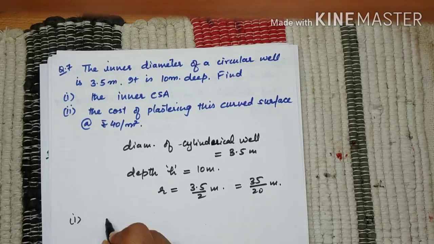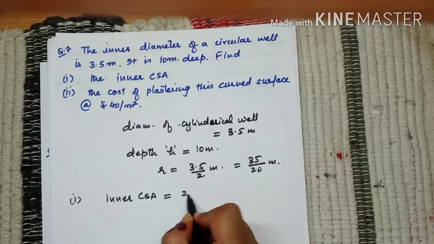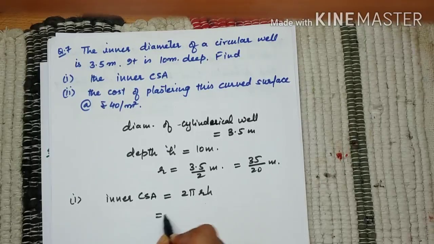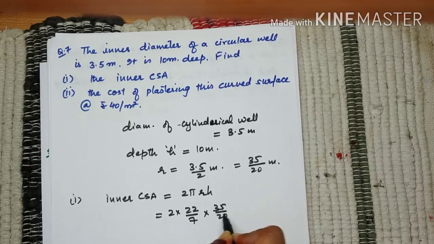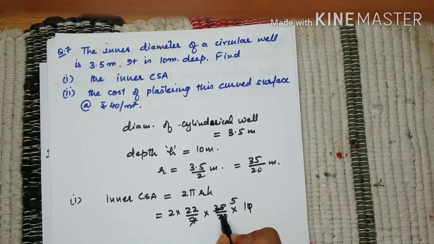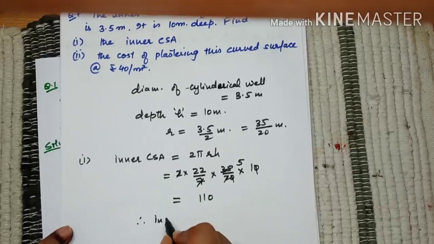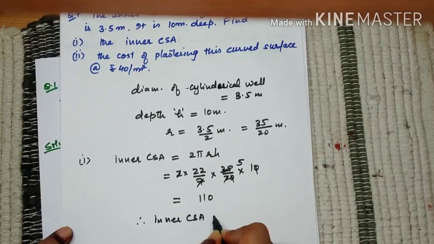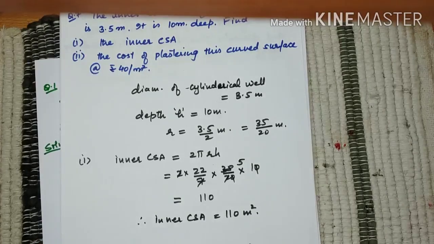So first part, inner CSA. What will be the formula? 2 pi RH. So 2 into 22 by 7. Radius is 35 by 20 and h is 10. The zeros cancel, 7 fives are 35, and the 2 and 2 cancel. So 22 into 5 is 110. Therefore, inner CSA is 110 and the units were meters. So meter square. So I got the inner CSA as 110 meters square.